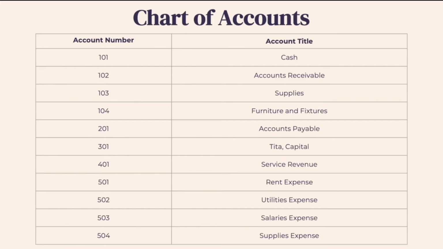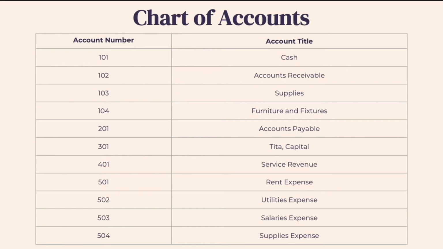3 naman for equity, 4 for revenue, 5 for expenses. So in this document, makikita natin na we have 4 asset accounts, from cash to furniture and fixtures, 1 liability, the accounts payable, 1 equity account, the capital account, 1 revenue account, the service revenue, and 4 expense accounts.